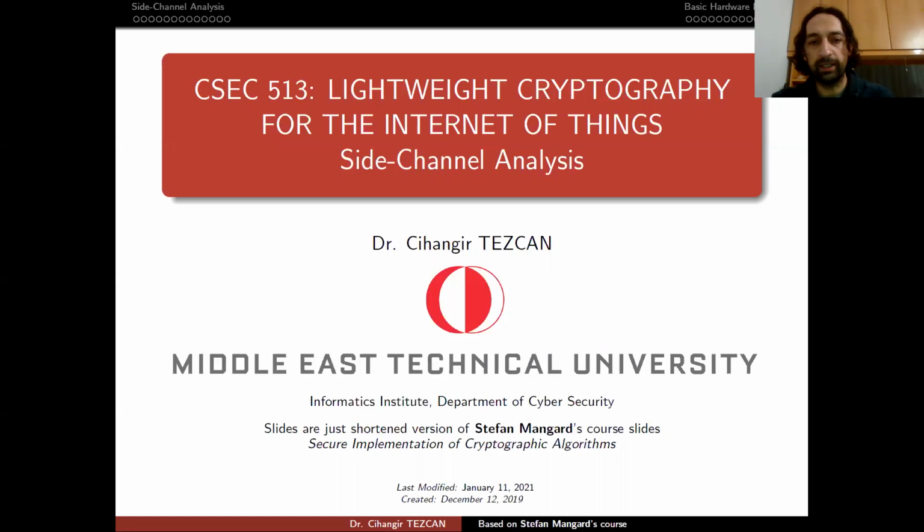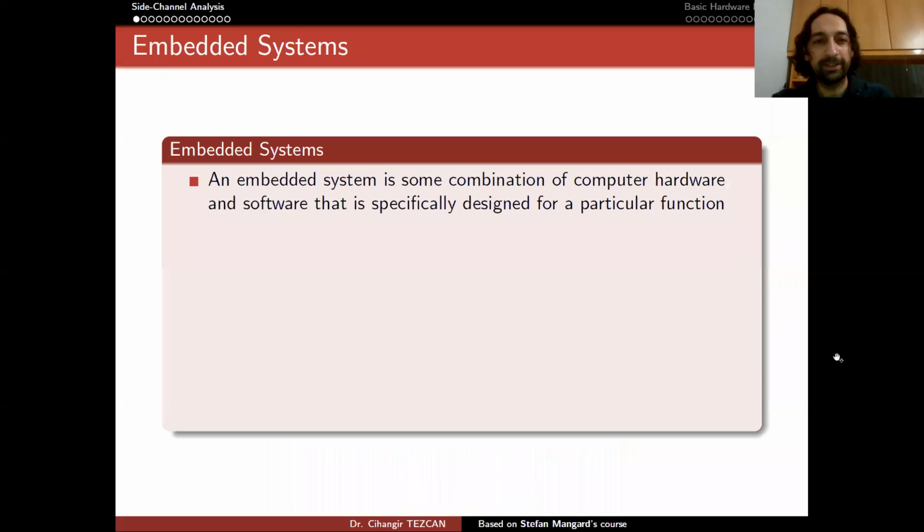So for this reason, I actually focused on a course that was given by Stefan Mangard. The course was titled Secure Implementation of Cryptographic Algorithms. So these slides that I'm going to use are very shortened versions of the slides that Stefan Mangard used in his lectures. So these are just basic definitions and some basic examples to give you the idea behind the side channel analysis. So let's start.